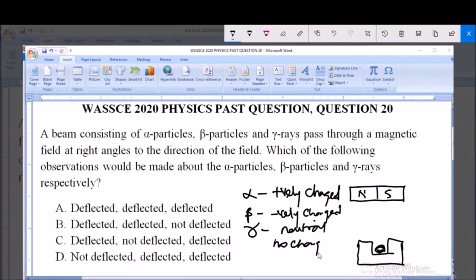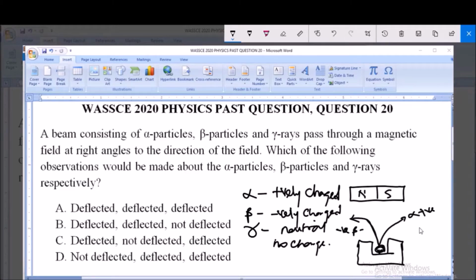Now, like we know, when a positively charged particle goes into a magnetic field, it will be deflected towards the south pole. Likewise, when a negatively charged particle goes into a magnetic field, it will be deflected towards the north pole. So therefore, the beta particle, since it's negatively charged, will be deflected towards the north pole. Now the alpha particle, since it's positively charged, will be deflected towards the south pole. It is positively charged.